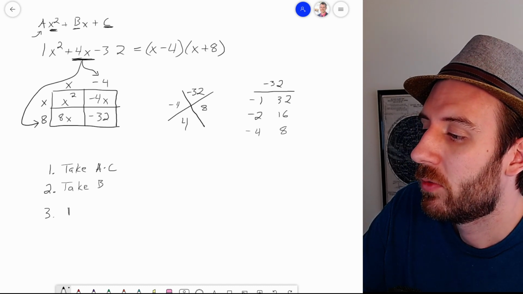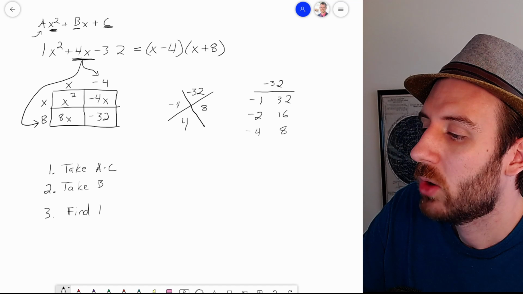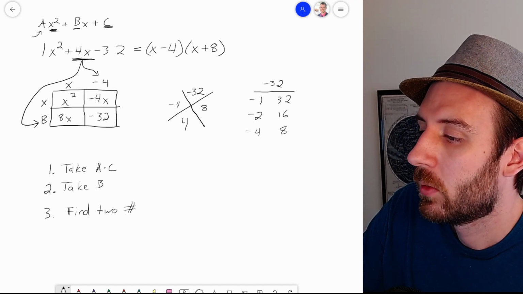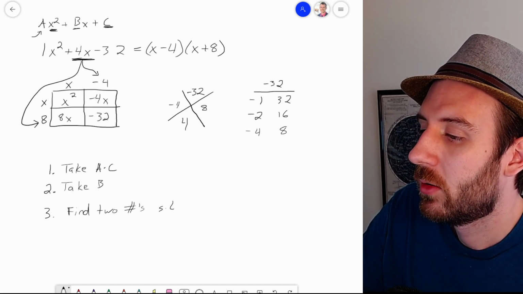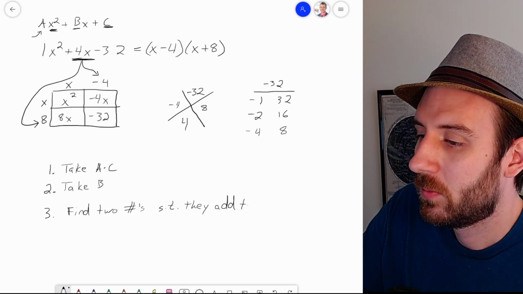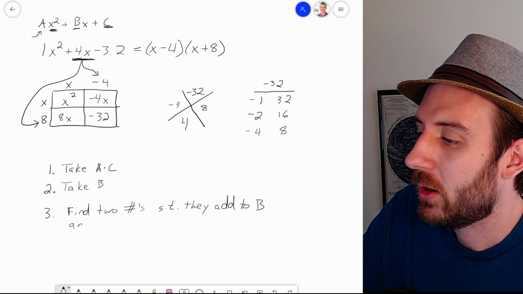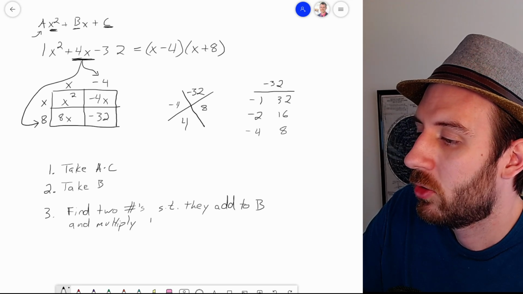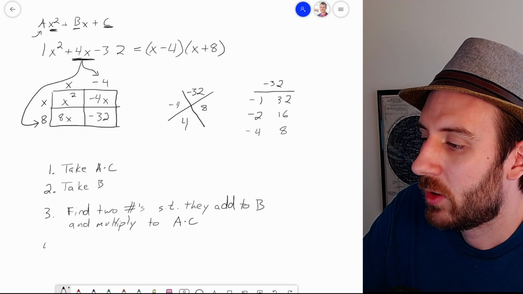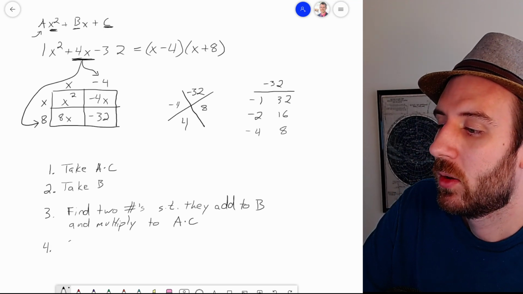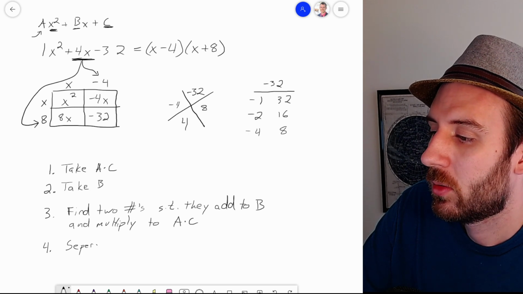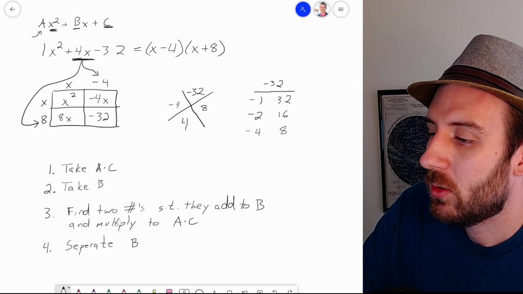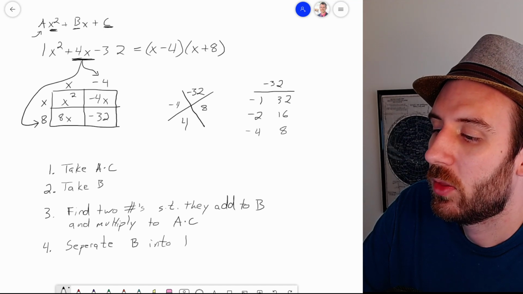3 would be find two numbers such that they add to b and multiply to a times c. Step 4 would be separate b into these numbers.